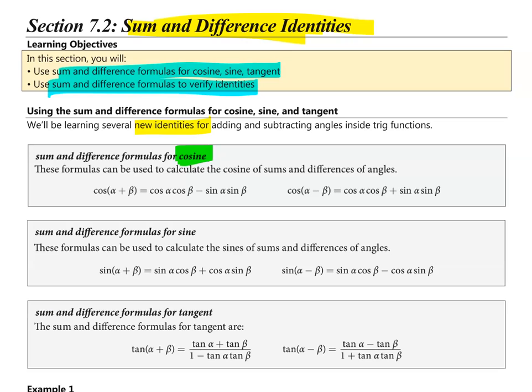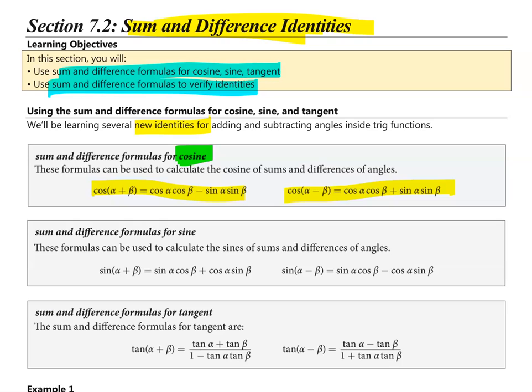And that is cosine of alpha plus beta is equal to cosine alpha cosine beta minus sine alpha sine beta. And if it's cosine alpha minus beta, it is cosine alpha cosine beta plus sine alpha sine beta. So the way I remember this, memorize this, cosine alpha plus beta is cos cos minus sin sin, and then cosine of alpha minus beta is cos cos plus sin sin.